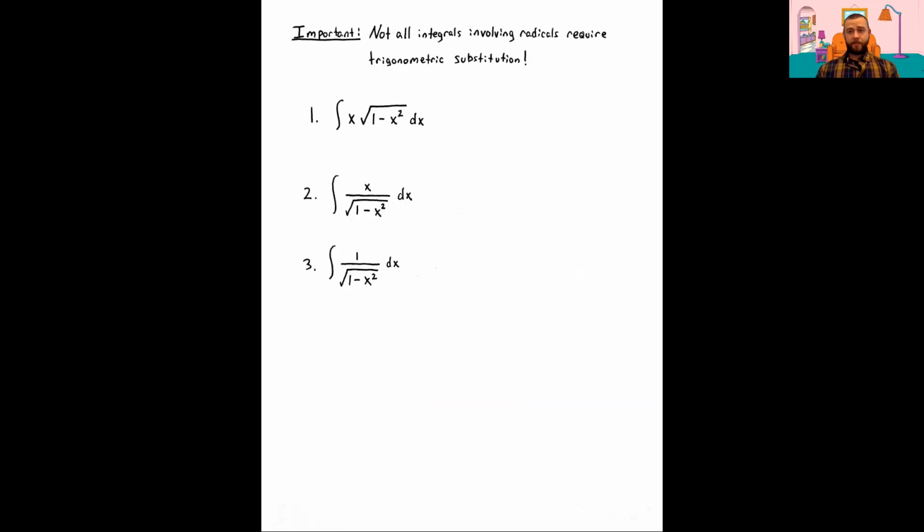Let's point out another important idea. Even though we're going to be focusing on integrals involving radicals and square roots, not all integrals with radicals require this new technique called trigonometric substitution. Now there's 3 examples on the screen here. The beauty of doing a recorded lecture like I am with you now is you can pause the video, which I'd like you to do, and give yourself as much time as needed to work out these integrals. Some of them are substitutions. One of them is a basic antiderivative. We'll check in a few minutes.